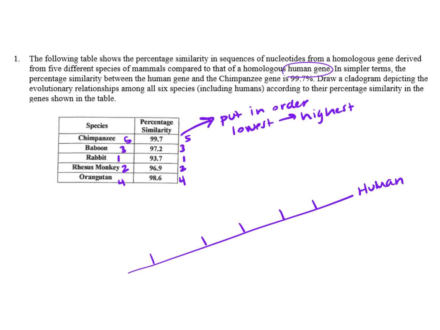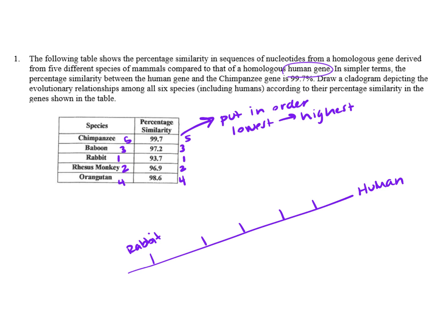And basically, I'm going to write the closest ancestor to the farthest ancestor or vice versa. So I know based on these percentages and based on what I just put in order, the farthest away, the one with the least in common, is going to be the rabbit. So that's going to go in this first line here. This is the farthest away or the least related to a human.